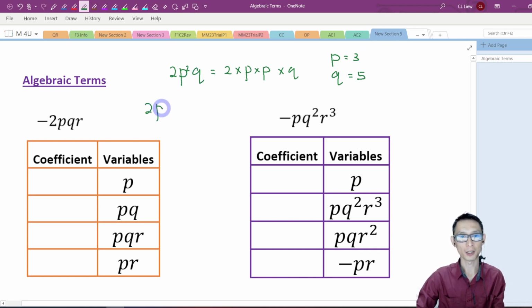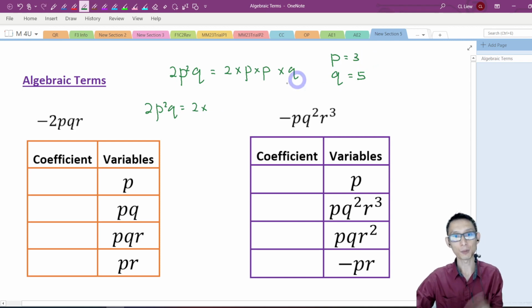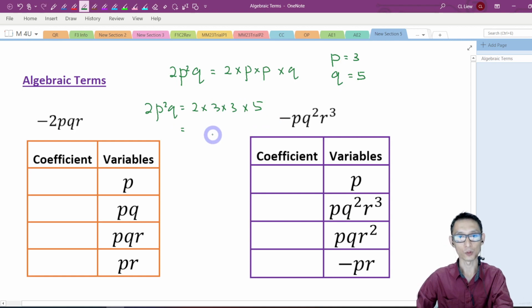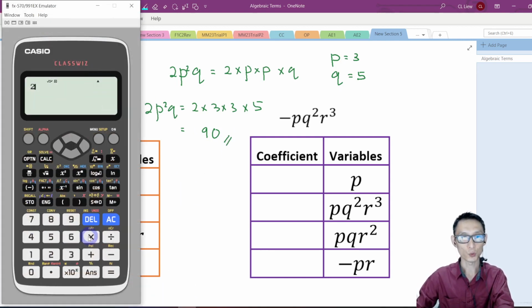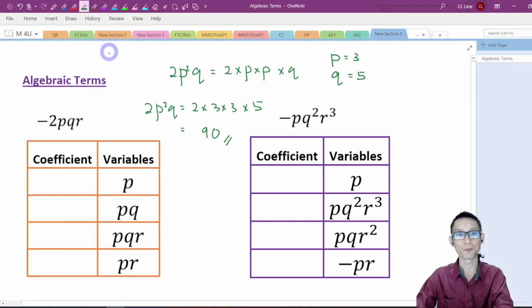Okay, 2p square q is equal to 2 times p times p, times q is equal to 5. Let me check, is that correct? 2 times 3 times 3 times 5 is equal to 90.